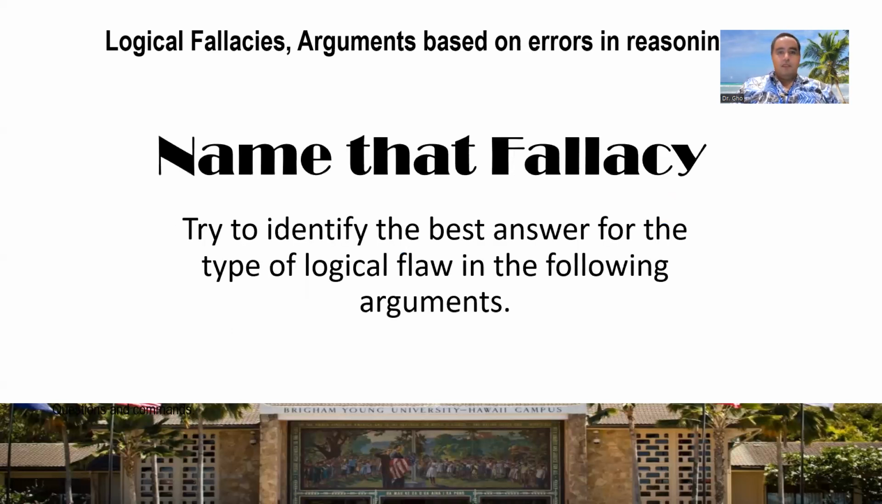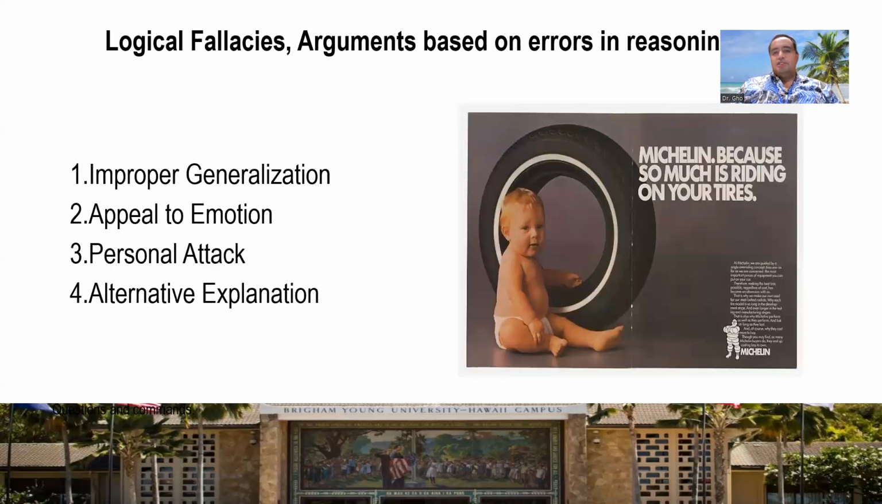So let's play a little game. Name that fallacy. Identify the best answer for each type of logical flaw shown in the following arguments. The first one is Michelin: because so much is riding on your tire, here's a picture of a baby. Go ahead and pause it while you think about it, and then I'll tell you the answer.